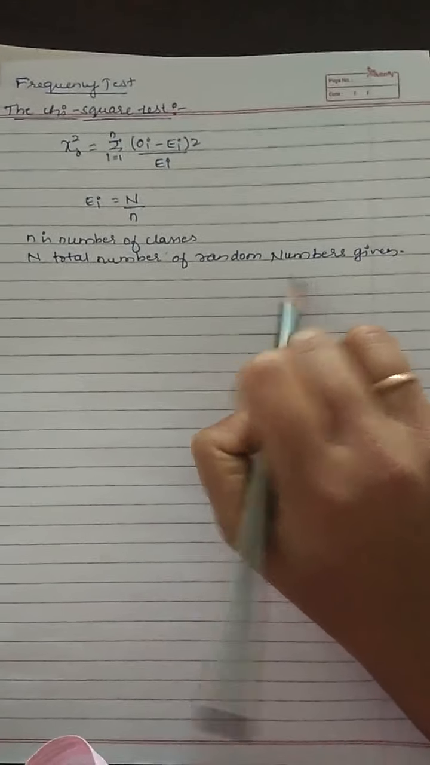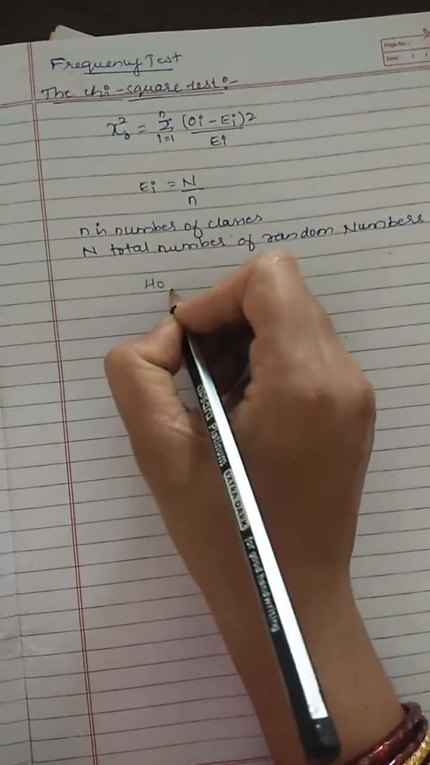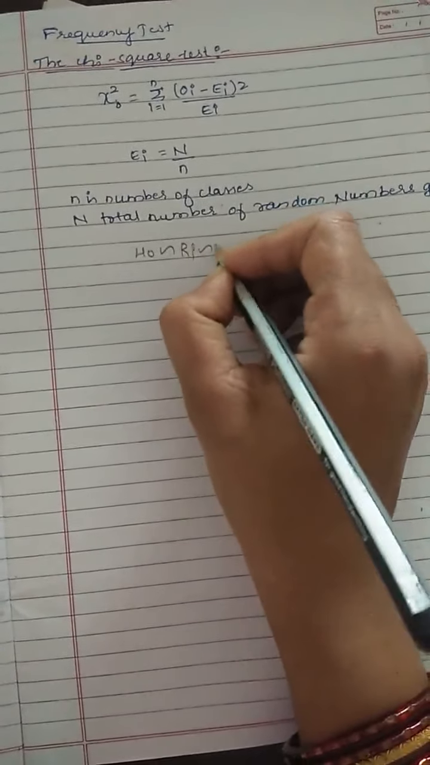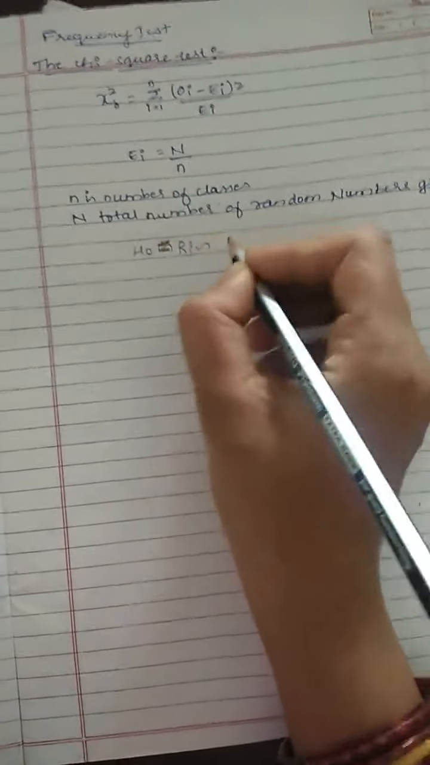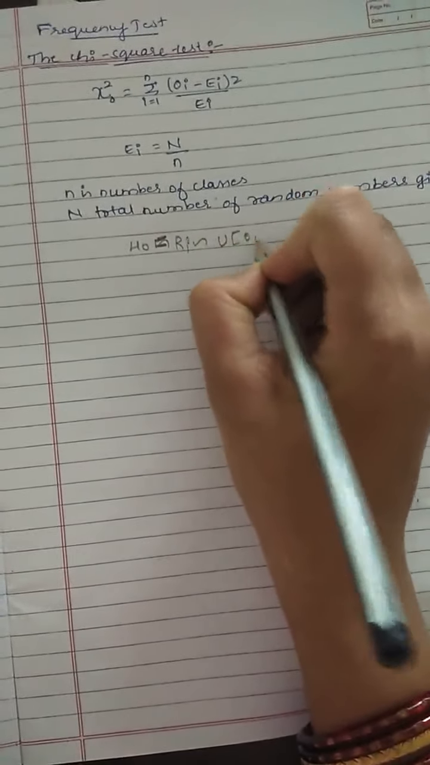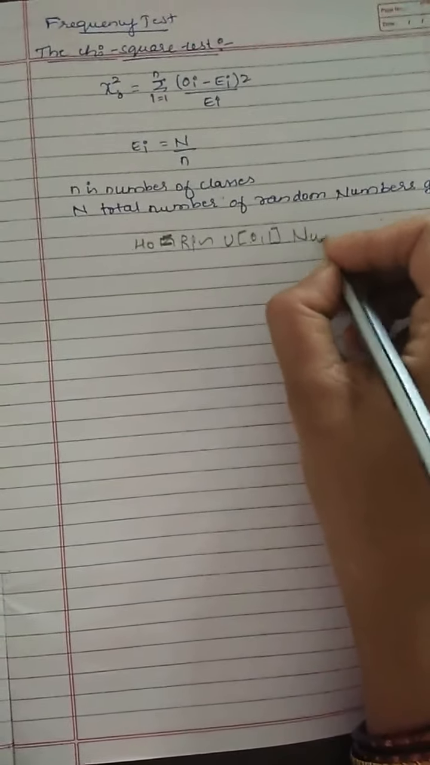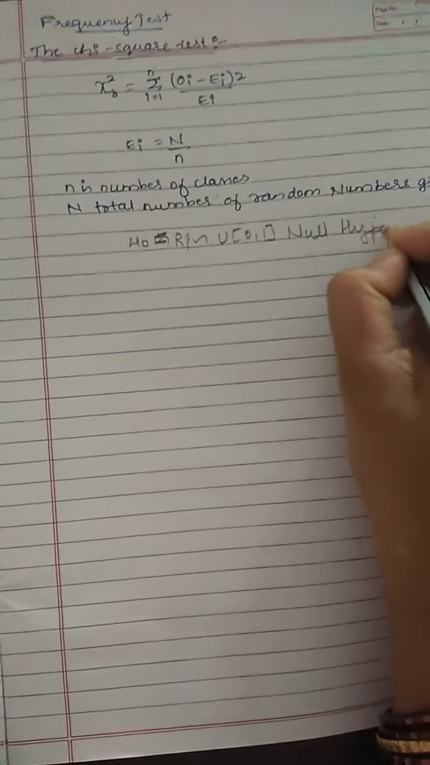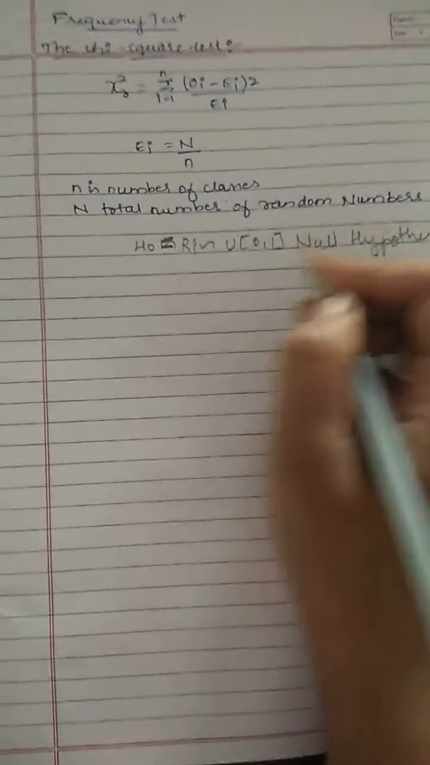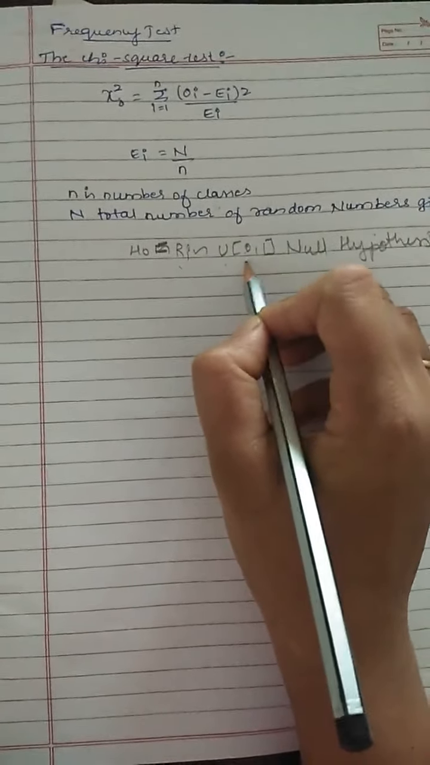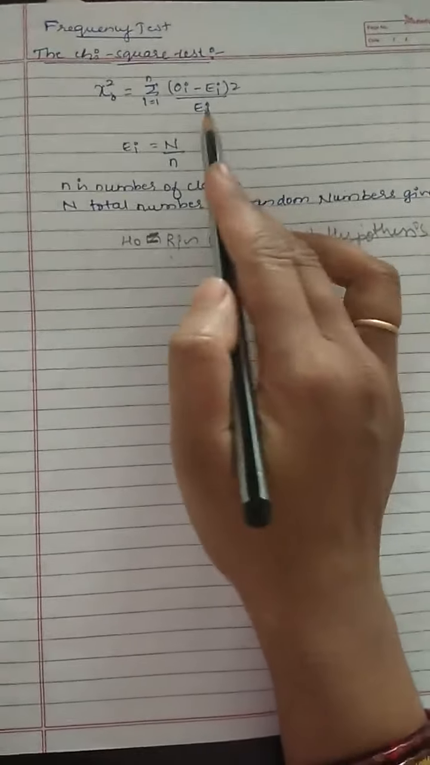Here also we are going to first assume the value of H naught. What is H naught here? H naught is that the random numbers are uniformly distributed in the interval 0 to 1. This is the null hypothesis. Null hypothesis means here we are assuming that the given random numbers are uniformly distributed in the interval 0 to 1. Using this formula we will now solve an example.